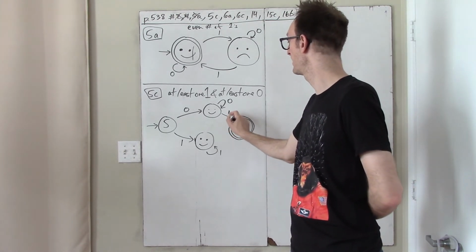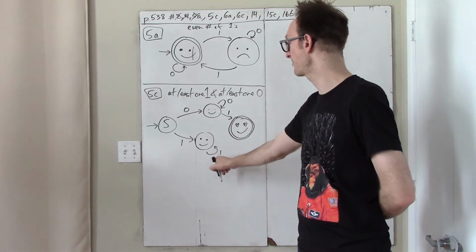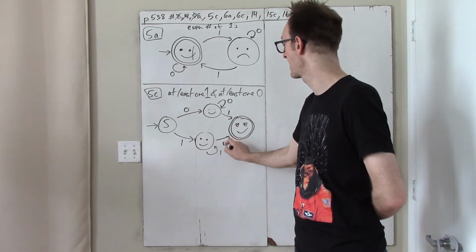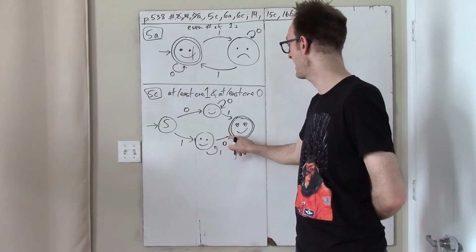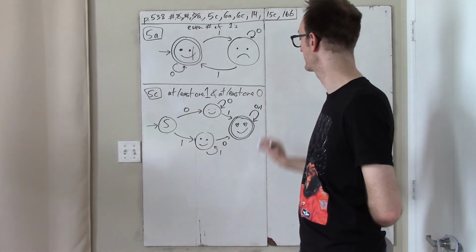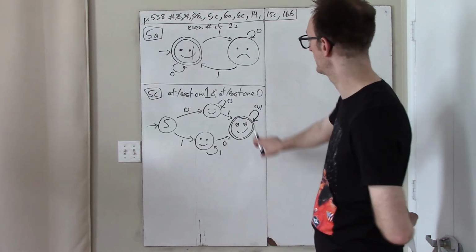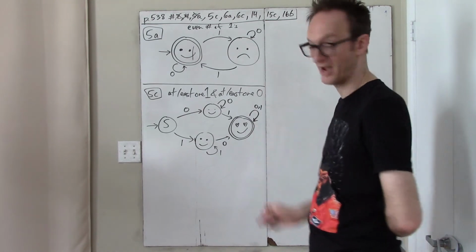And so from the I've-already-read-a-0 state, I'm waiting for a 1. And from the I've-already-read-a-1 state, I'm waiting for a 0. And once I have received a 1 and a 0, then I will definitely accept that string regardless of subsequent substrings, regardless of how the string ends.